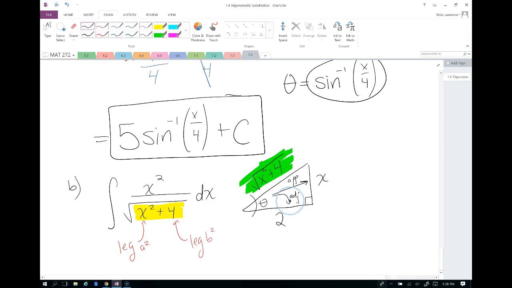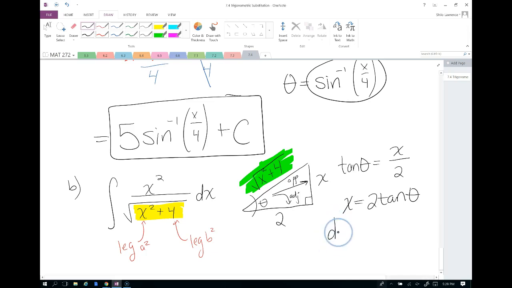So I'm just going to use opposite and adjacent, and you need to think about what trigonometric function uses opposite and adjacent, and it's tangent. So tangent of theta is opposite over adjacent. And if we solve that equation for x, we will have our correct substitution. X needs to be equal to 2 tan theta in order for that sum of squares to simplify nicely with a Pythagorean identity.